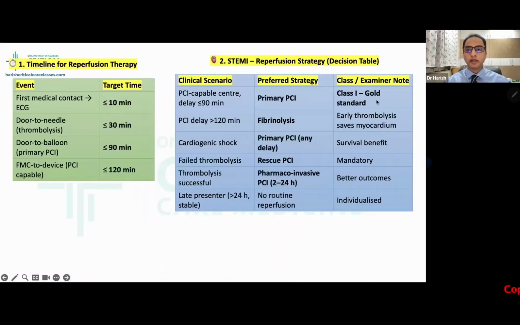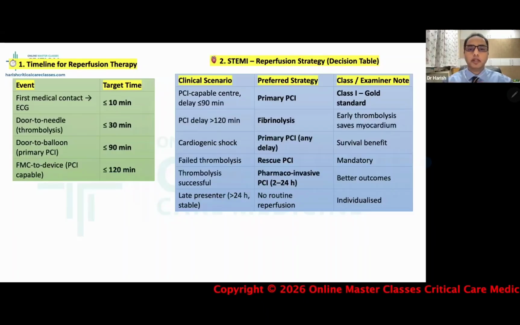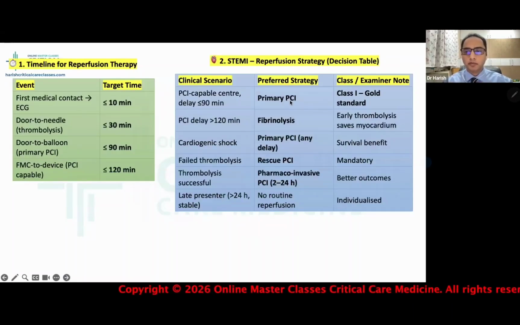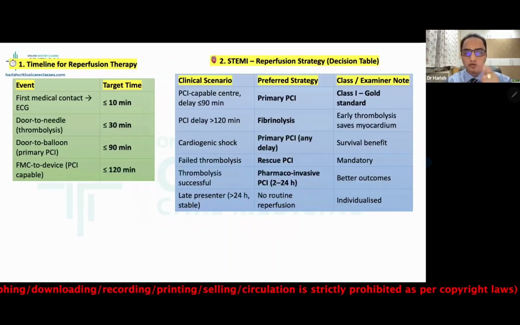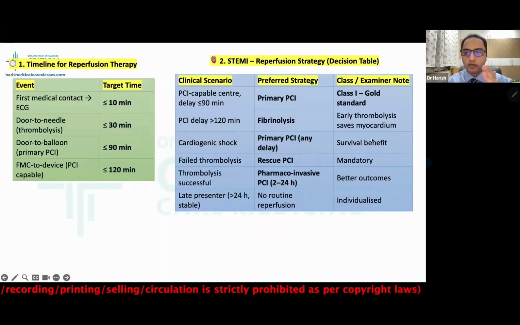So for STEMI reperfusion therapy, if it is a PCI capable center with delay less than or equal to 90 minutes, preferably go for primary PCI, that is the class 1 gold standard reperfusion therapy. If PCI is delayed beyond 120 minutes, then go for thrombolysis. Early thrombolysis saves the myocardium. If the patient has cardiogenic shock, primary PCI is indicated. Any delay is okay, but you need to plan for primary PCI. Survival benefit is going to be good with primary PCI.